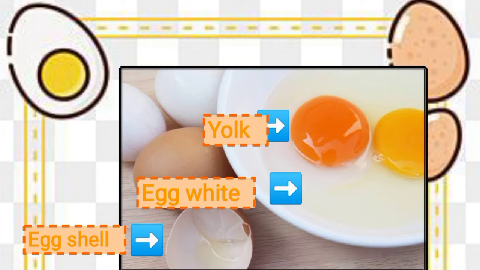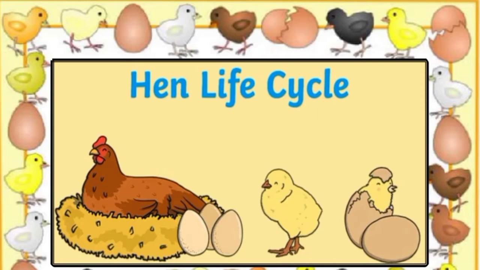Within the egg, the embryo goes through various stages of development before the egg hatches and the chick comes out. The chick then grows into an adult. Various stages of development from an embryo to a mature adult is called the life cycle of an animal. So now let's see the life cycle of egg-laying animals.